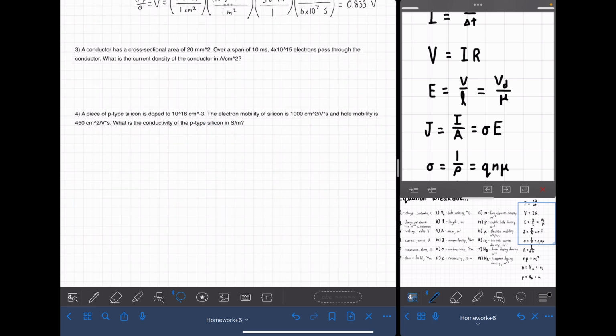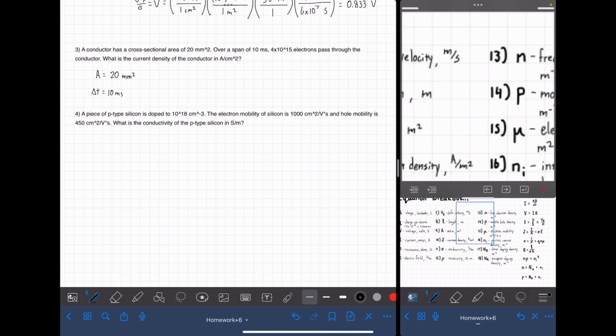Alrighty. So in this next question, we're given that we have a conductor with a cross-sectional area of 20 millimeters squared. So let's go and write out our area is equal to 20 square millimeters. And we know over a span of 10 milliseconds, so this is our time. Let's write that out. Our change in time. 4 times 10 to the 15 electrons pass through the conductor.